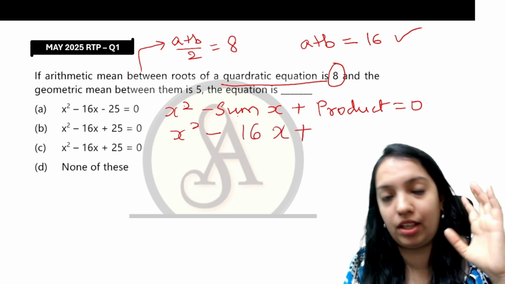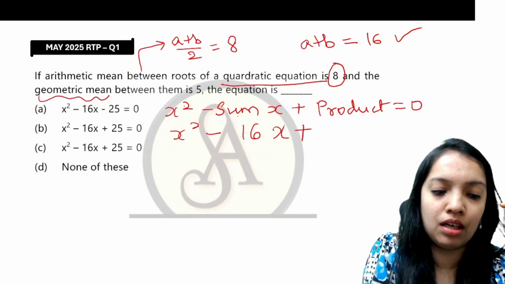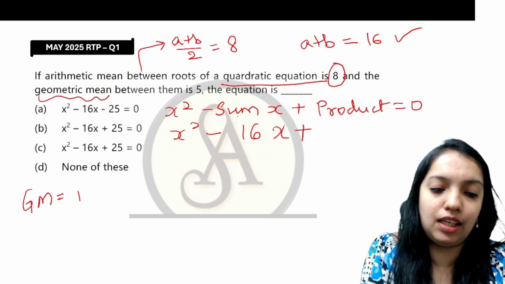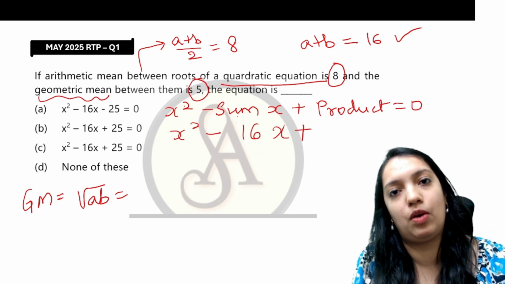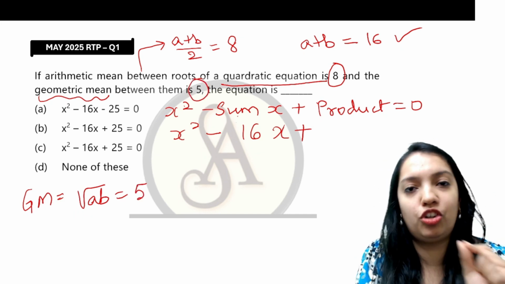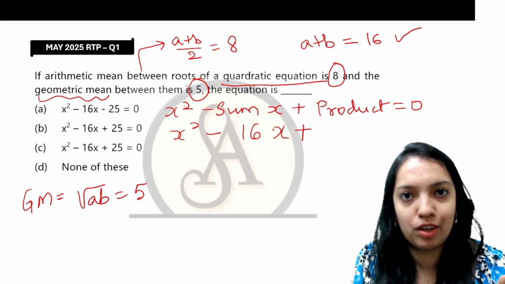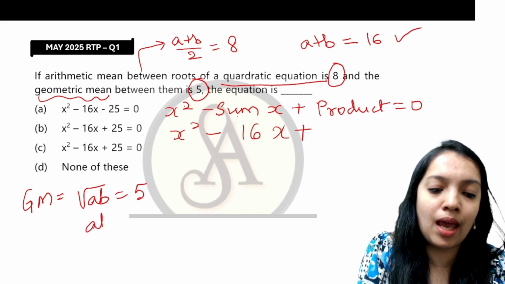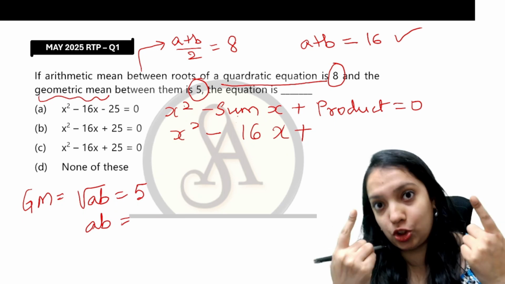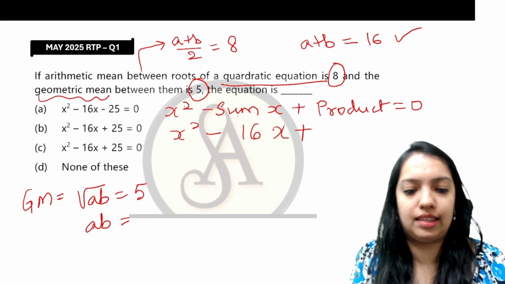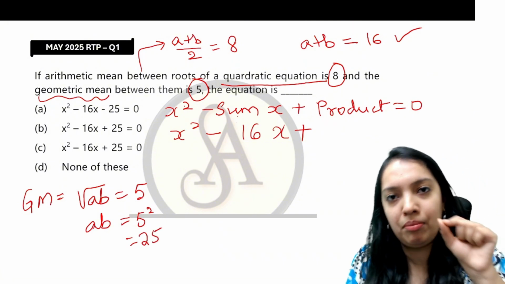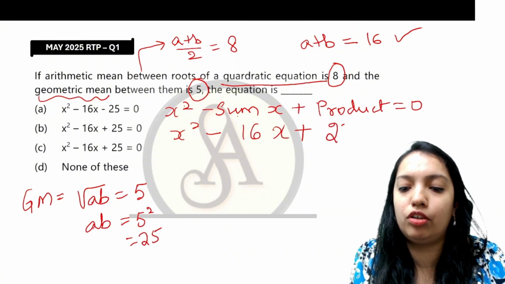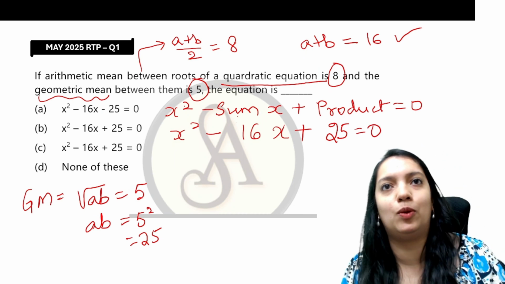What do you mean by product? You get it from geometric mean. Geometric mean formula is equal to square root of ab and that value for this question is equal to 5. So if I want to remove that square root, I have to square on both the sides. So (root ab) whole square, and square root gets cancelled, is equal to 5 square, which is 25. I am replacing this value in the product of the roots: 25 is equal to 0.